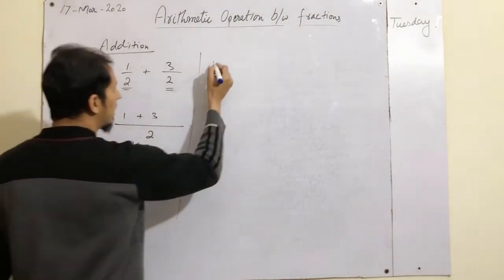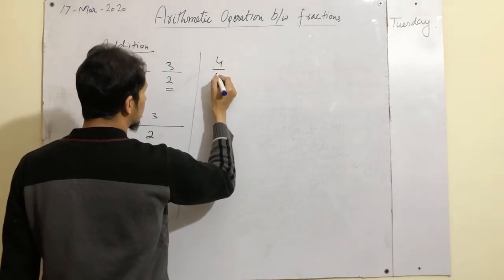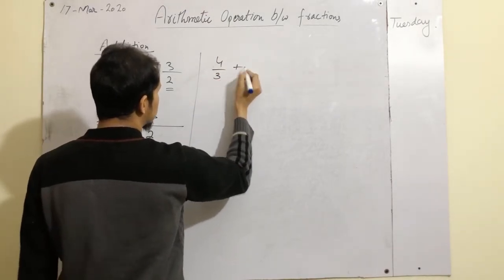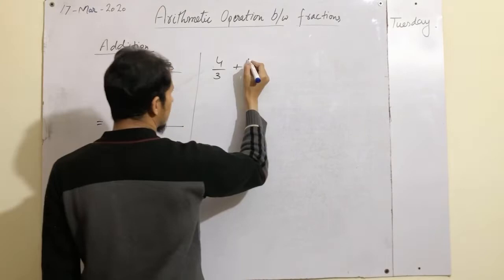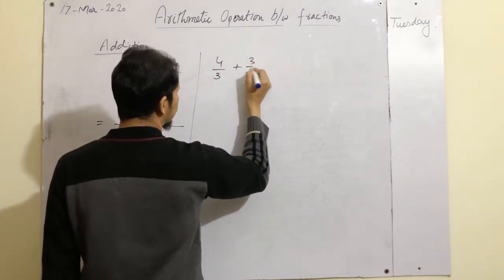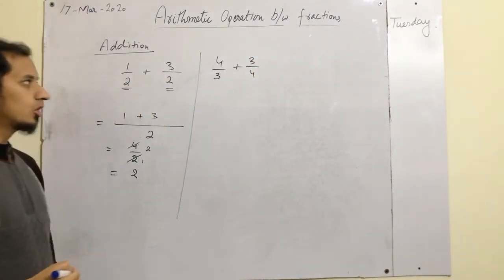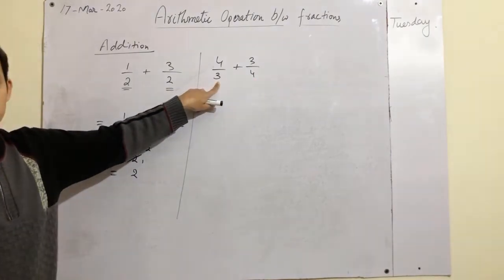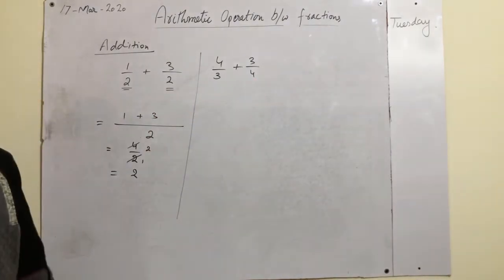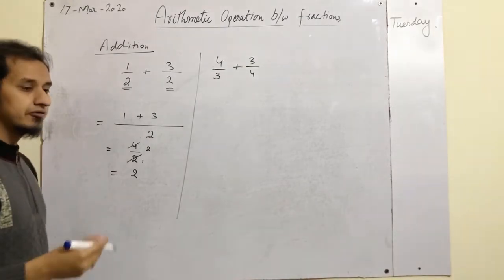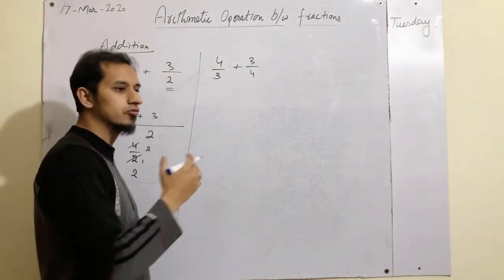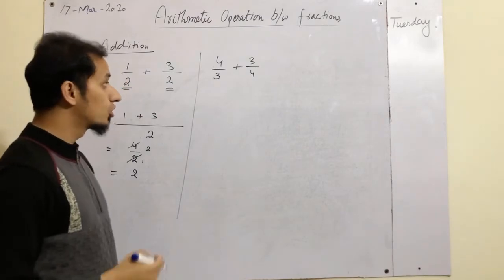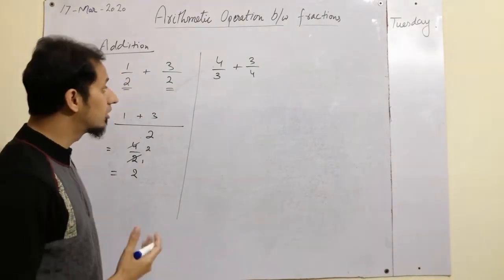For example, I have 4 over 3 plus 3 over 4. Okay, so now I've got two different denominators, not the same denominator. So how can we add these two fractions? It's a very simple way. There are many different methods to add this kind of fraction, so I will explain all the methods.